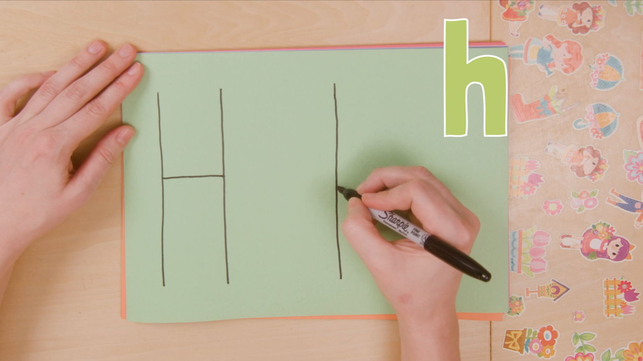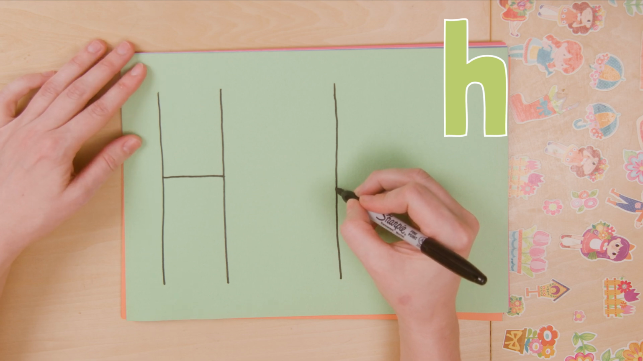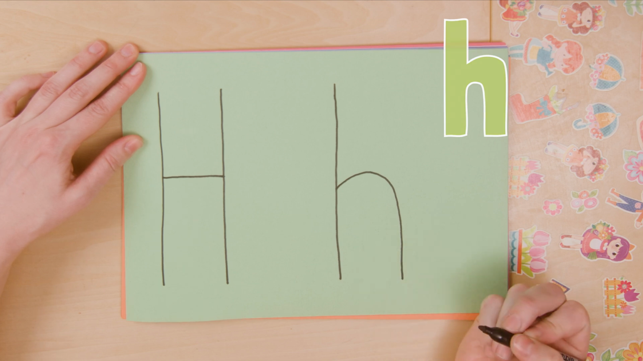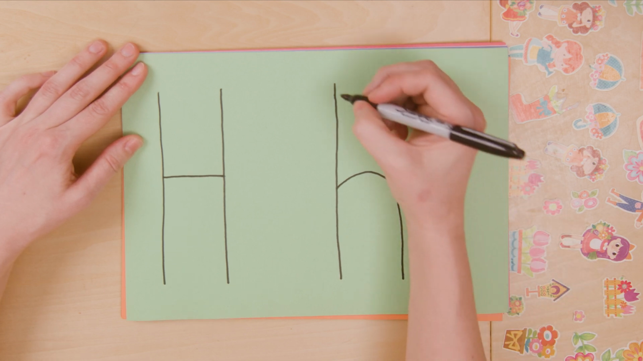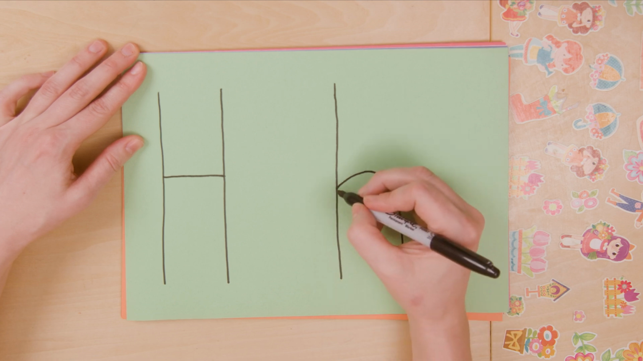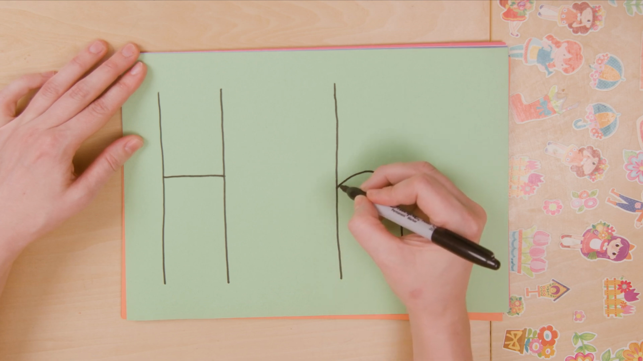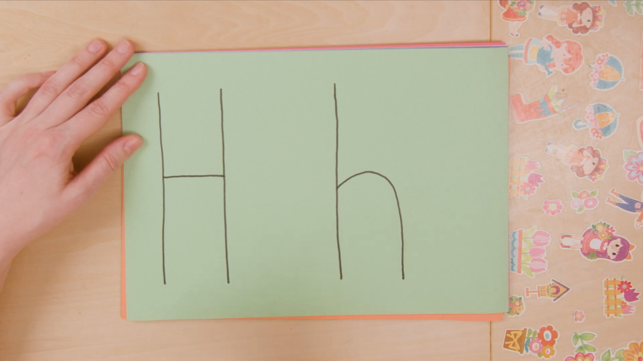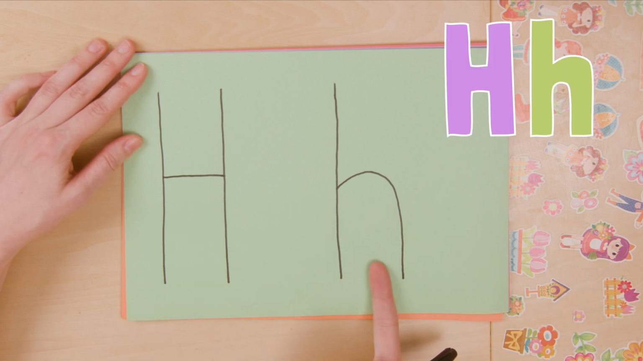Except this time we're going to go to the middle and we're going to go around like this. Around. Okay, that's the small h. Try it with me. We're going to go down, go back up to around the middle area and go around. Yeah, there's the capital H and the small h.